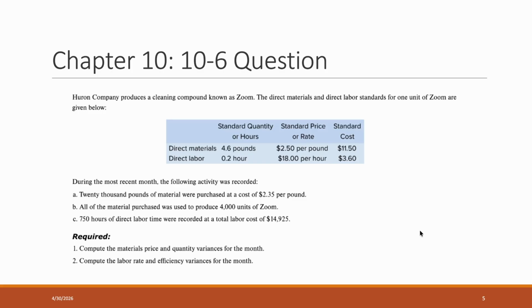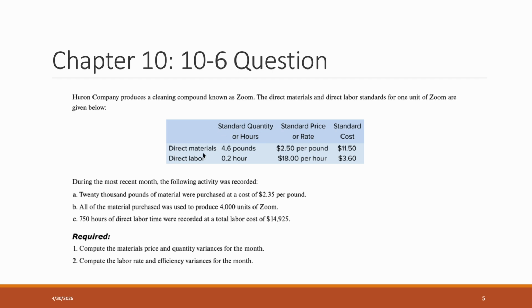Okay, moving on to exercise 10-6. Huron Company produces a cleaning compound known as Zoom. The direct materials and direct labor standards for 1 unit of Zoom are given below. So we're given the standard quantity and the standard price for each the direct materials and the direct labor.